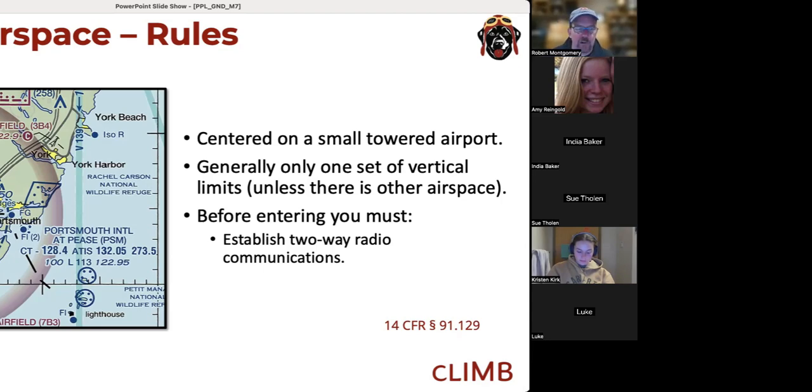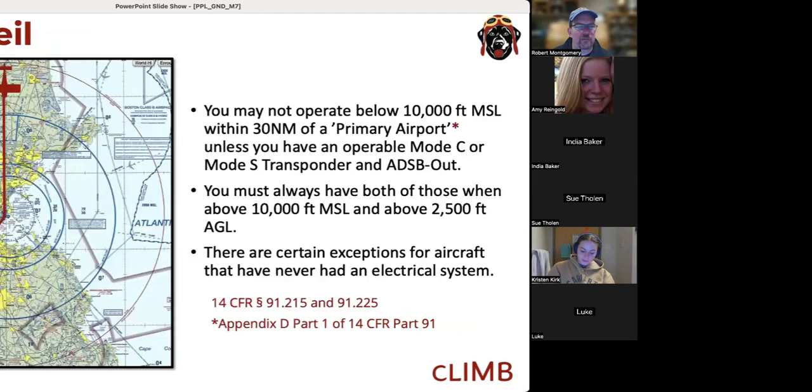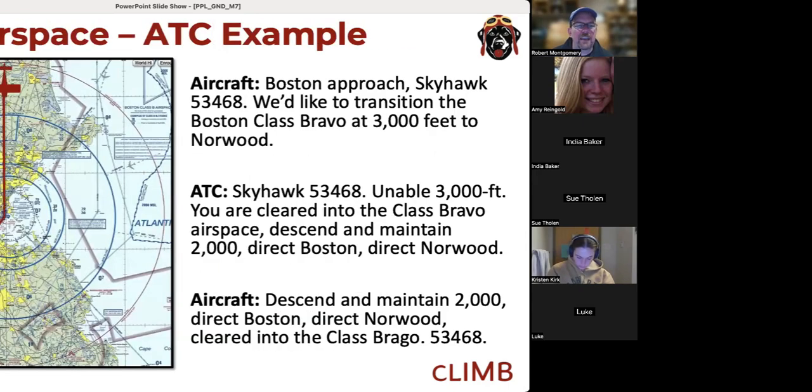So it's a Class D airport. You can see that it's Class D because we have the little dashed blue line around it, right? And all it is is a single set of airspace that has a single floor and a single top. Generally speaking, that's what happens. Sometimes what'll happen though is, if I jump back a few slides, this is kind of an interesting example.